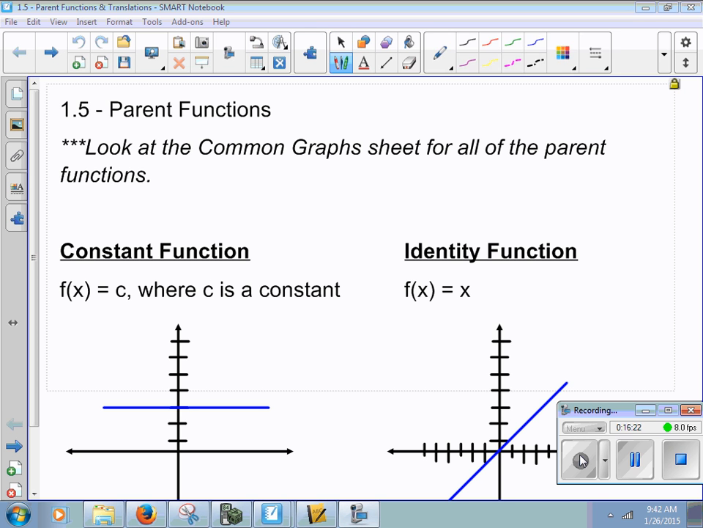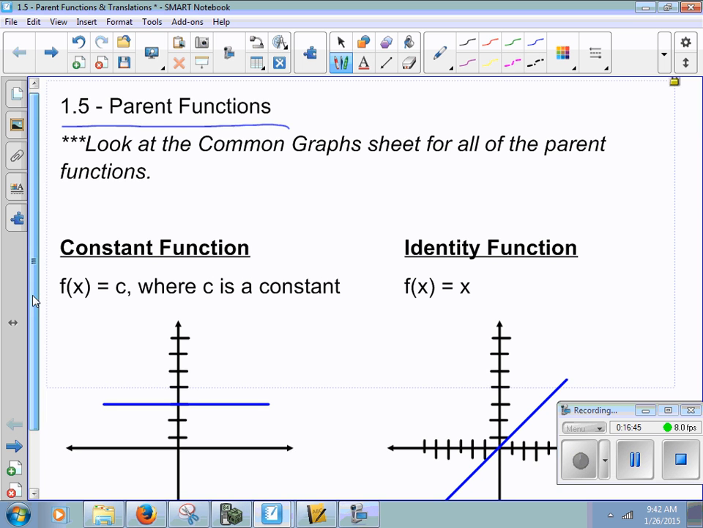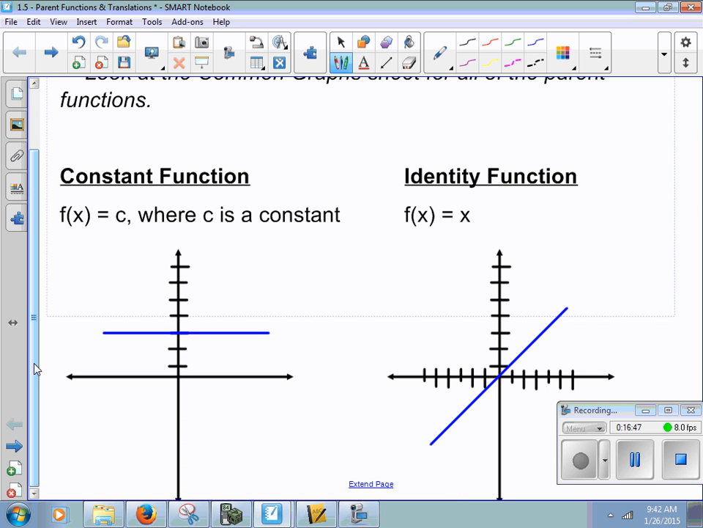Here's what I want you to write down. We are going over section 1.5, which is parent functions. If we were to have flashcards, and I throw a picture up there, you need to be able to tell me parabola, absolute value, cubic. You've got to be able to tell me that quickly, because it's just identification. You may not want to write any of this down, but I would at least write down constant, and I would definitely draw what it looks like.